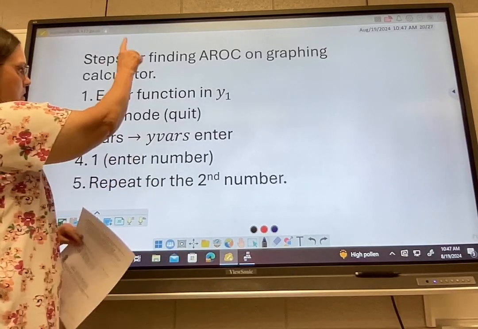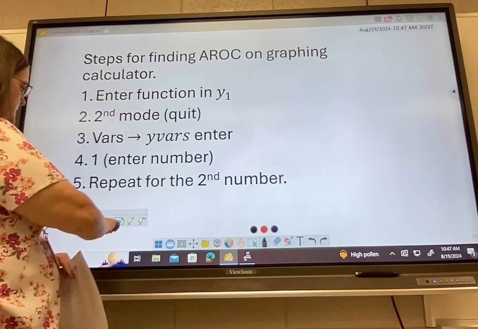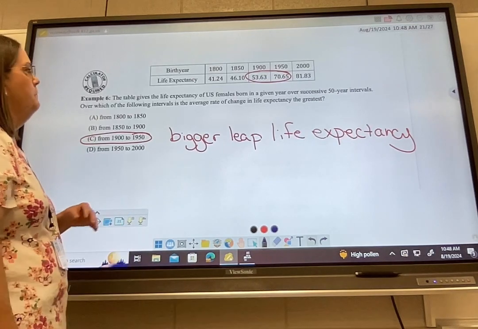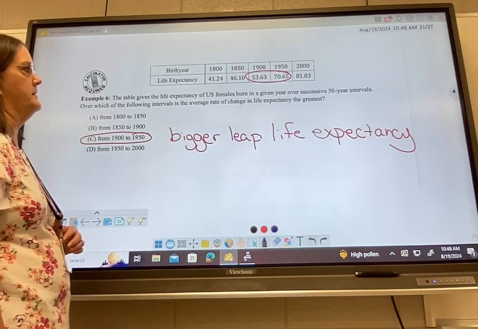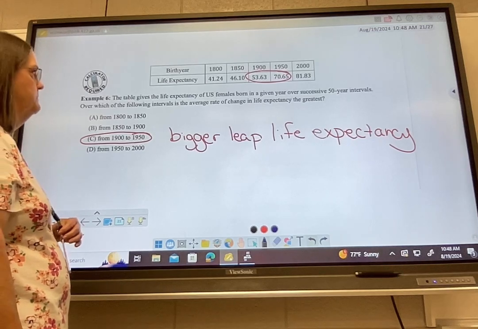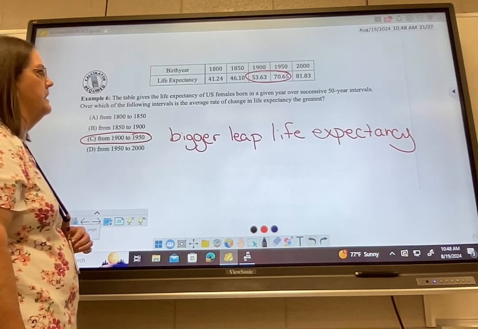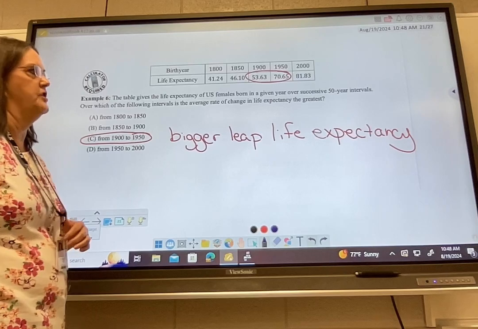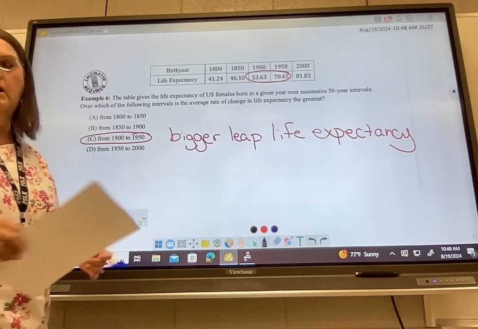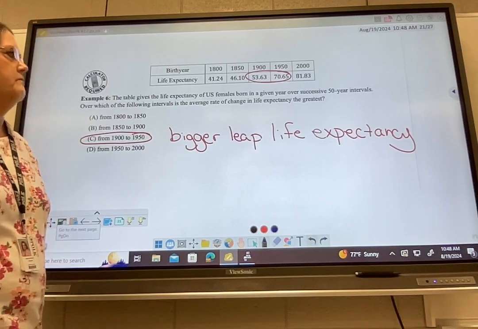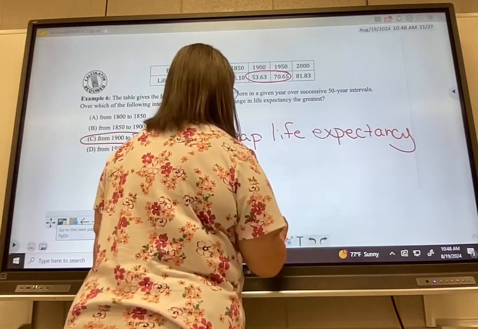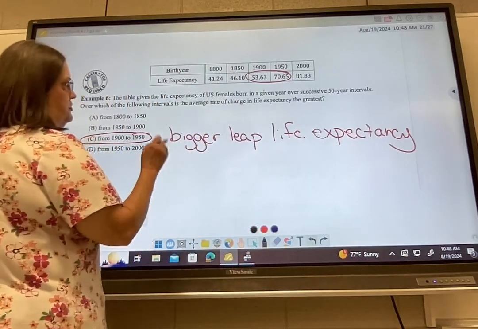All right, there's our directions. Let's do this. All right, and this one, the table gives the life expectancy of U.S. females born in a given year over successive 50-year intervals. Over which of the following intervals is the average rate of change in life expectancy the greatest? All right, y'all, you can do average rate of change over each one of these if you want to, and that is fine, and I will do the first one just to show you.